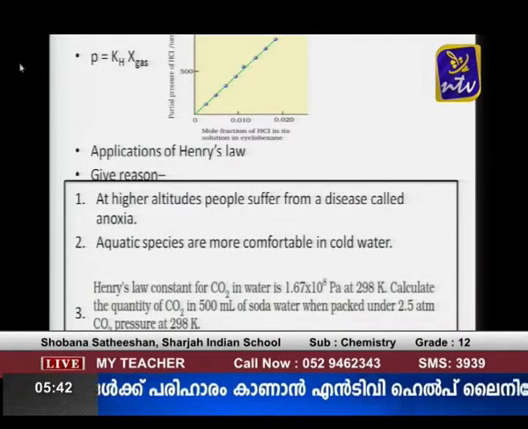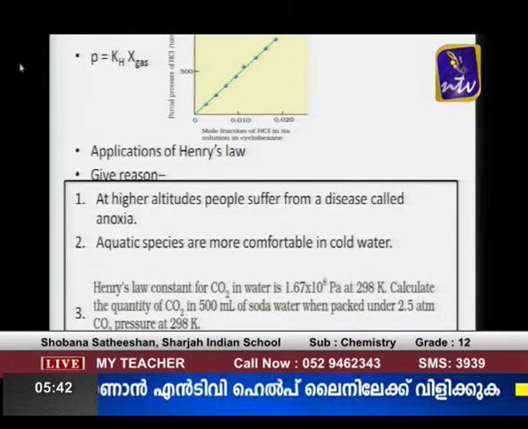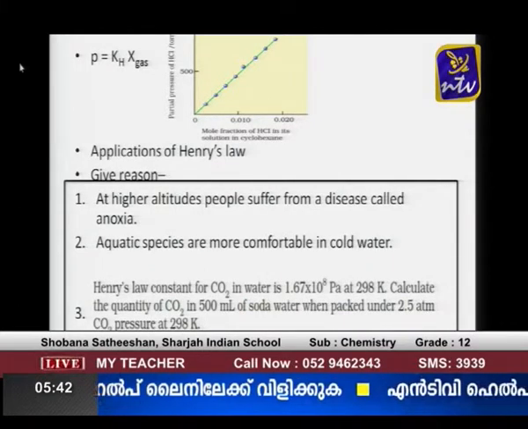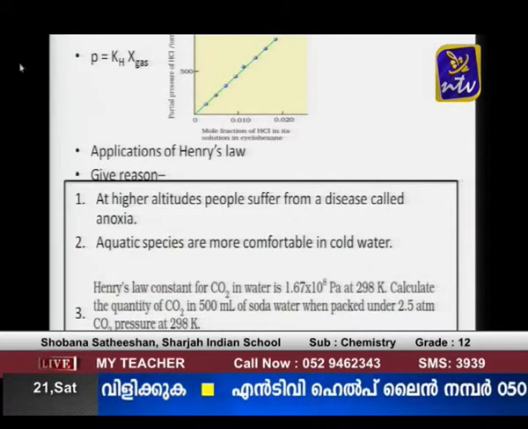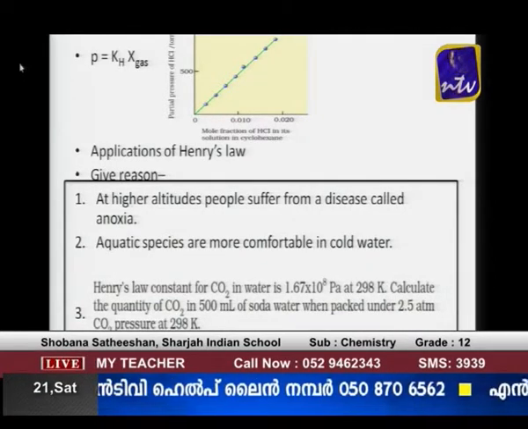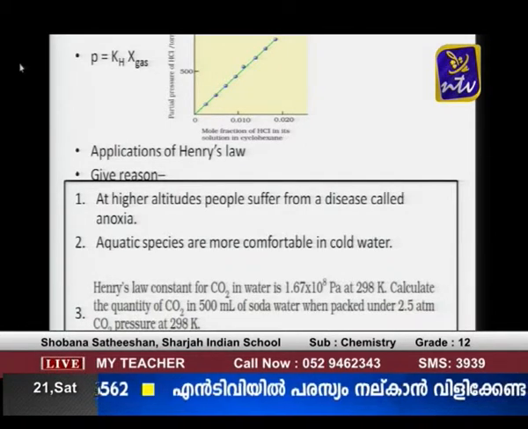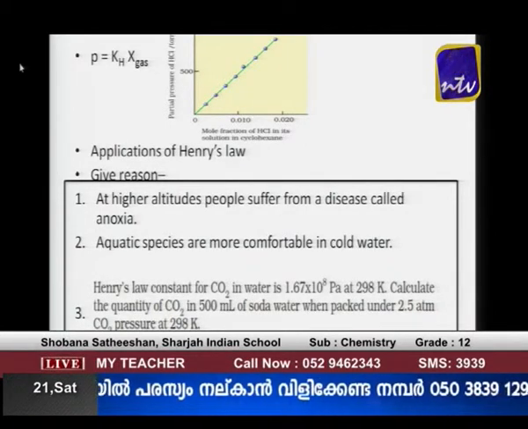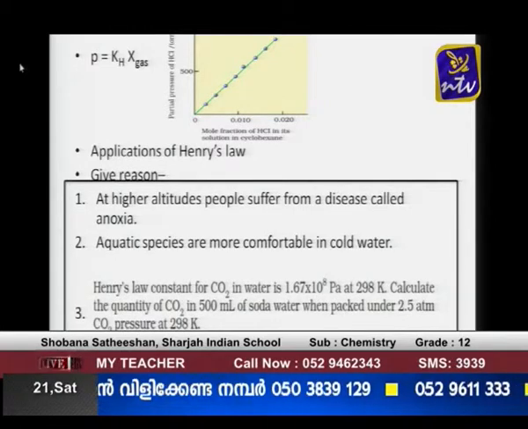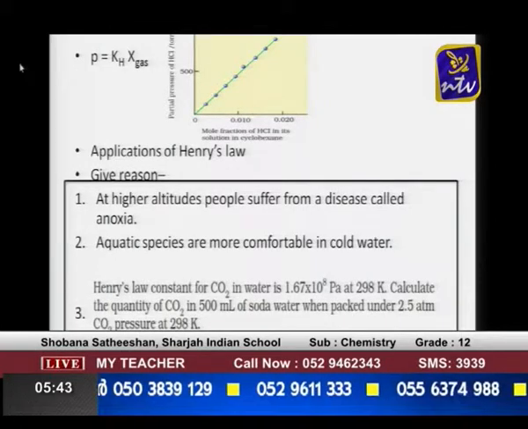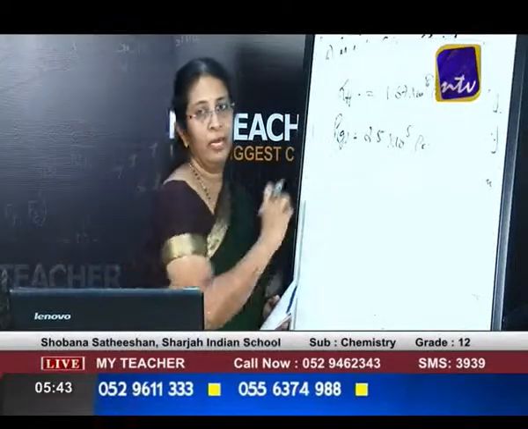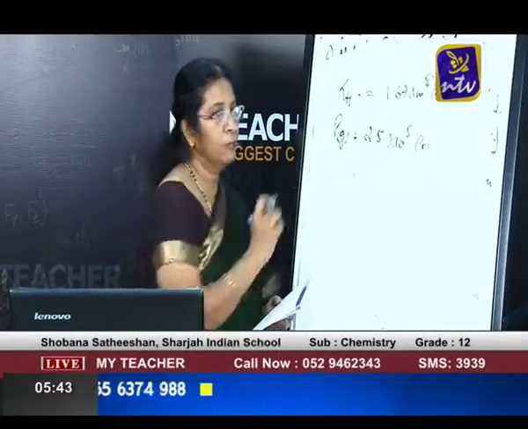So KH is given, and the partial pressure of the gas is, let me write the data, after that you can see the monitor. 2.5 into 10 raised to 5 pascals, the other one 1.67 into 10 raised to 8 pascals. Okay, now see the board. So KH value is given there, and partial pressure of the gas is given there.